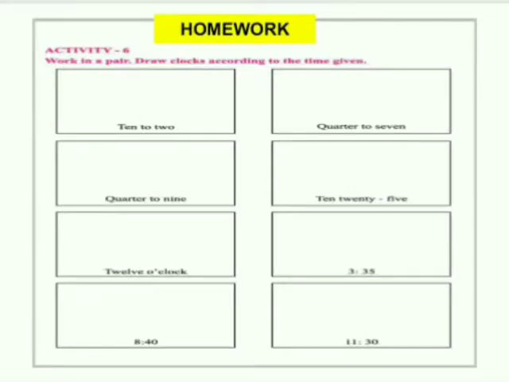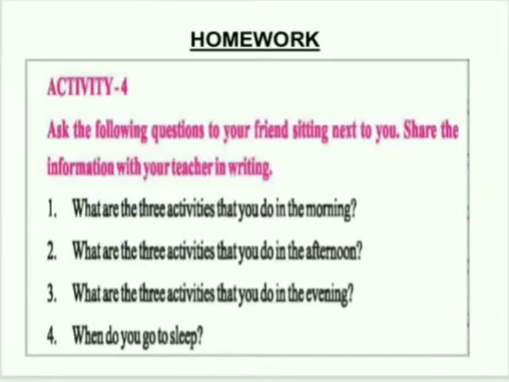Now, for your practice, some more examples of time are given in your textbook. Try to do this on your own in your notebook. Here is one more homework for you. Activity number 4. Here, you have to find answers for the following questions and write it in your notebook.